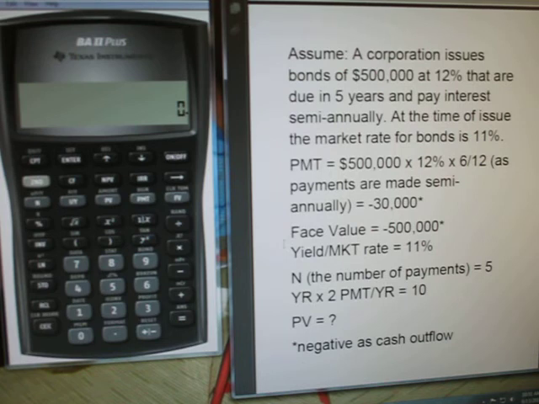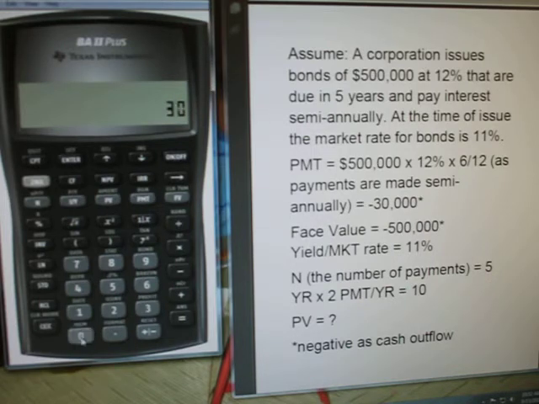Let's assume a corporation issues bonds of $500,000 at 12% that are due in 5 years and pay interest semi-annually. At the time of issue, the market rate for bonds is 11%. We're going to take the payments, which I've calculated as $500,000 times 12% times 6 over 12, or 1 over 2. Payments are made semi-annually.